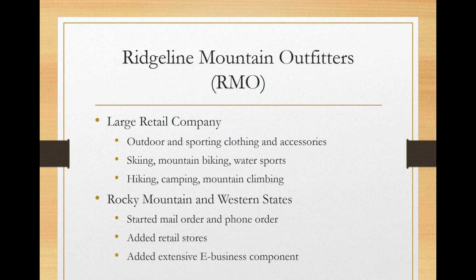So throughout the book, again, we use Rocky Mountain, Ridgeline Mountain. I will say Rocky Mountain every time, I can guarantee it. They're a large store, and really it's based on the idea of something like Cabela's. Outdoor sporting, clothing, accessories, skiing, hiking, mountain climbing, all those good things. They've got a mail order and a phone order. They've added stores, an e-business component. Sure, kind of sounds like Cabela's, now Bass Pro, or some of those stores that have been very popular.